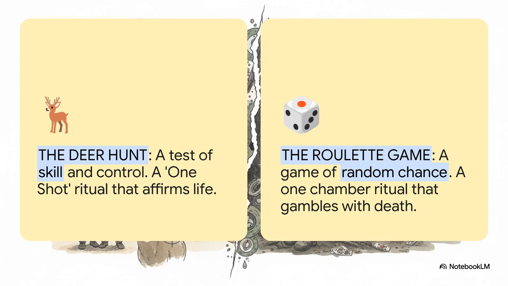And this is the really crucial point. The screenplay takes that central idea from the first half, Michael's whole one-shot code of control and skill, and it just brutally twists it. The one shot that was all about skill now becomes the one chamber of random, totally meaningless chance. A ritual that was all about affirming life is now a ritual that literally gambles with death.